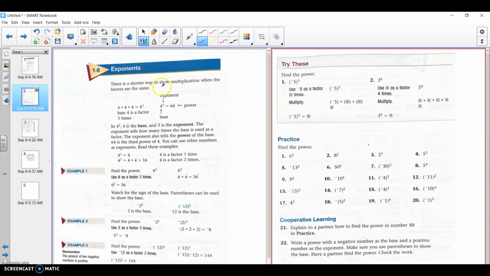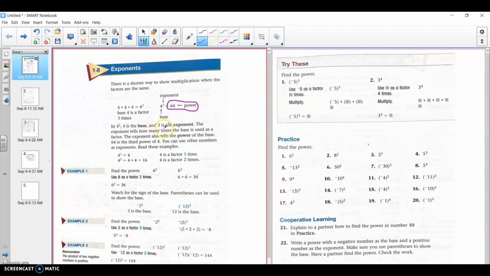There is a shorter way to show multiplication when factors are the same. 4 times 4 times 4 can be written as 4 to the third. So let's break this down a little bit. Base 4 is a factor 3 times. So in 4 to the third, 4 is the base. The little number will be the exponent, and your answer is going to be called a power. In 4 to the third, 4 is the base, 3 is the exponent.